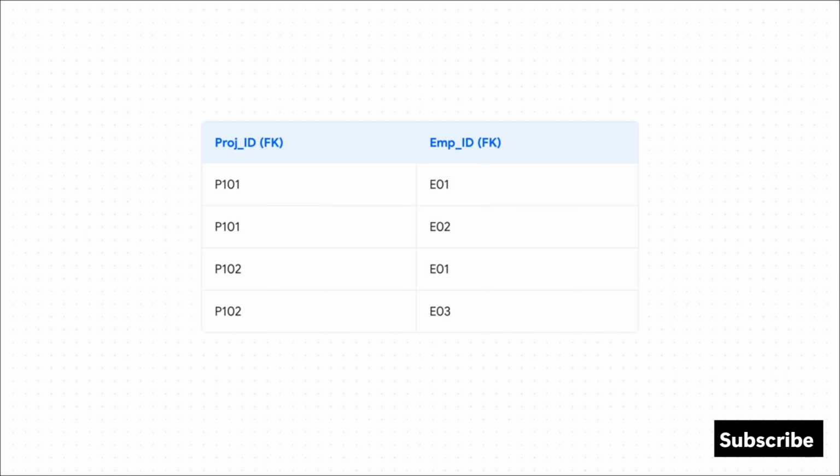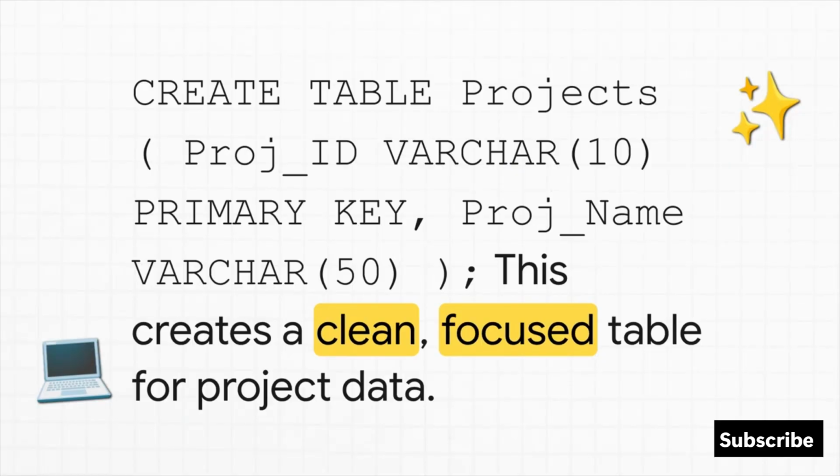So what's the fix? We break the table apart. It's like sorting your laundry. We create a projects table for just project stuff. We create an employees table for just employee stuff. And then we create this new little table in the middle, project_assignments, that has one single job: connect projects to employees. Now, every single idea has its own separate tidy home.